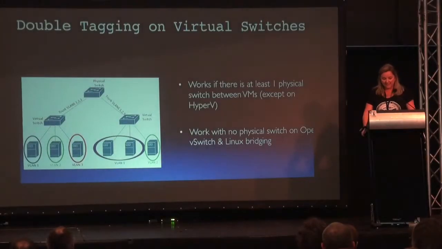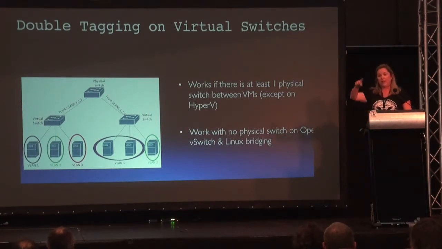So that's double tagging. So double tagging on virtual switches, it works if there's at least one physical switch between the VMs, as in you're heading out a trunk and back down. In Open vSwitch and Linux bridging, the DEF CON guys actually said it worked without that. I didn't get that working though.